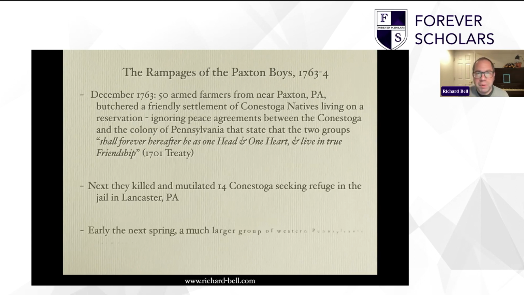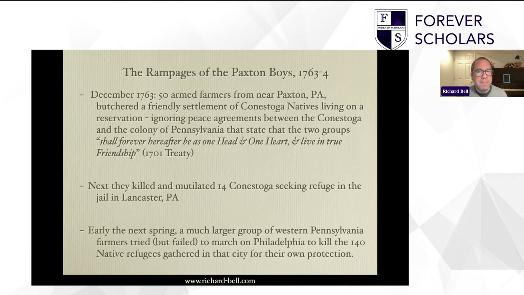Early the next spring, a much larger group of Western Pennsylvania farmers marched on Philadelphia, hoping to kill the 114 native refugees who had gathered in that city for their own protection. British Army troops blocked their path, and the Paxton boys eventually turned around and went home, lucky to escape prosecution for their actions. And all the while, the native uprisings on the frontier continued.